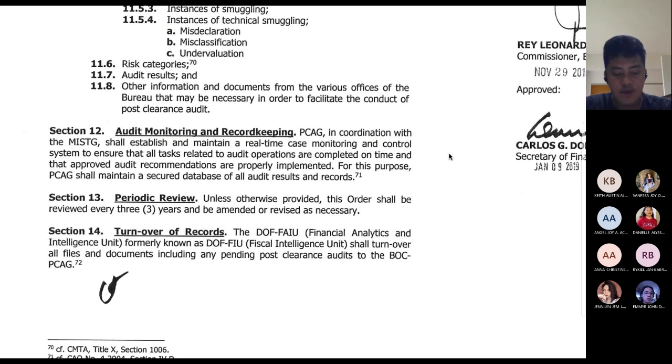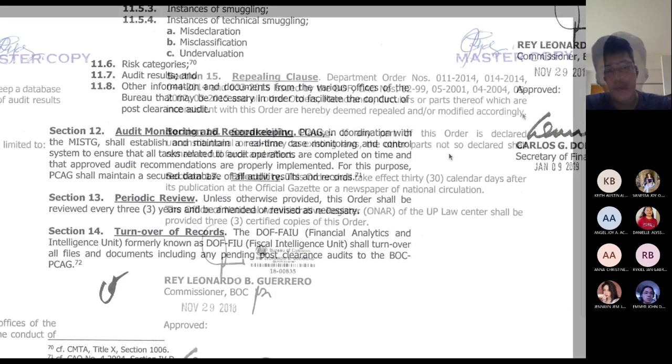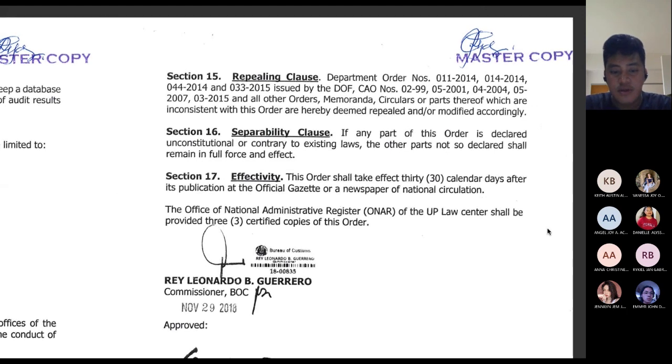Section 14, Turnover of Records. The DOF FAIU, Financial Analytics and Intelligence Unit, formerly known as DOF FIU, Fiscal Intelligence Unit, shall turn over all files and documents, including any pending post-clearance audit, to the BOC PCAG. Section 15, Repealing Clause. Department Order Numbers 11/2014, 14/2014, 44/2014, and 33/2015, issued by the DOF, CAO Numbers 299, 5/2001, 4/2004, 5/2007, and 3/2015, and all other orders, memoranda, circulars, or parts thereof which are inconsistent with this order are hereby deemed repealed and or modified accordingly.